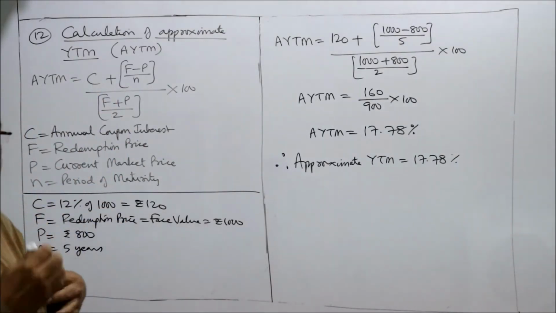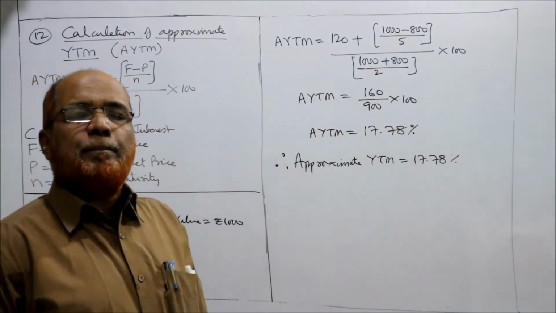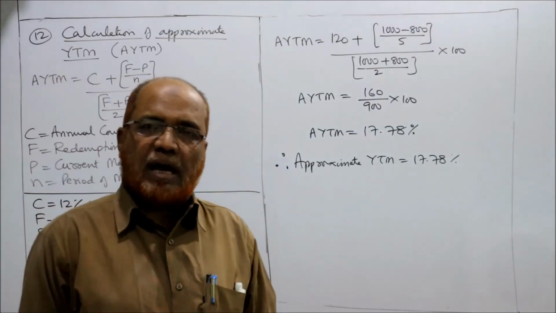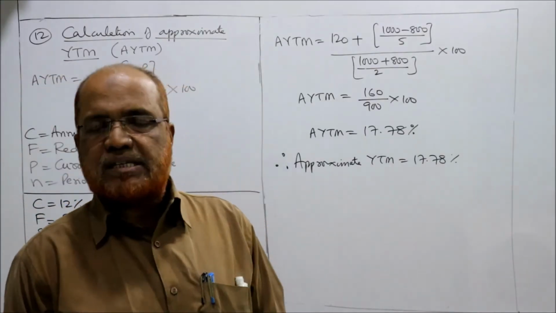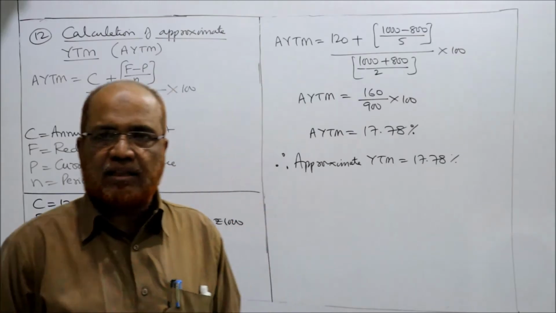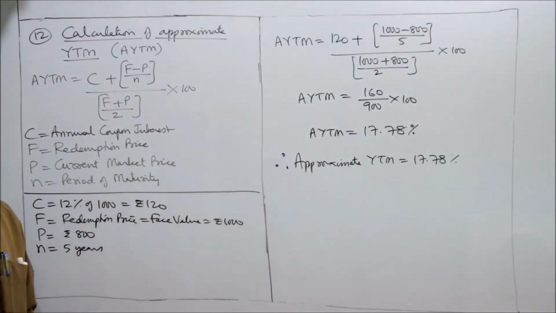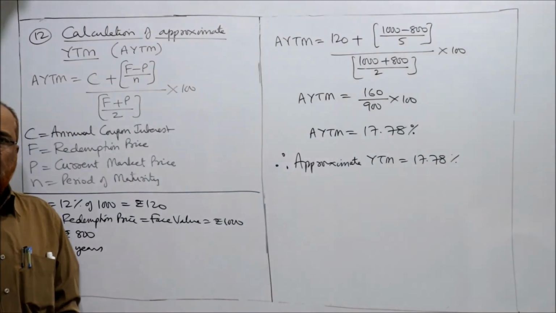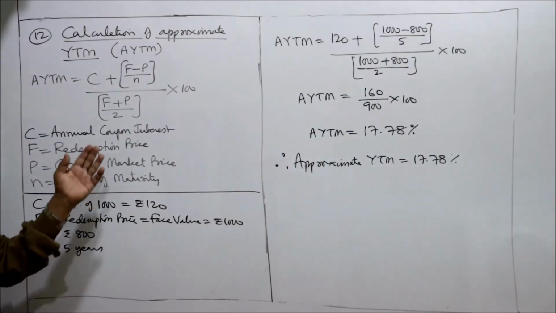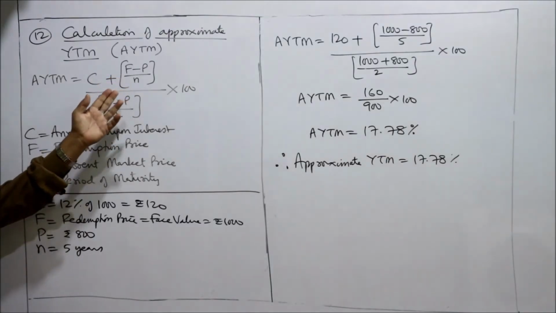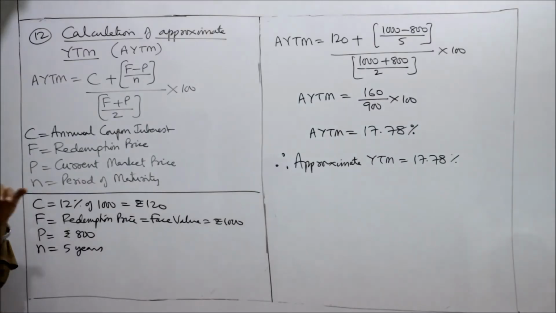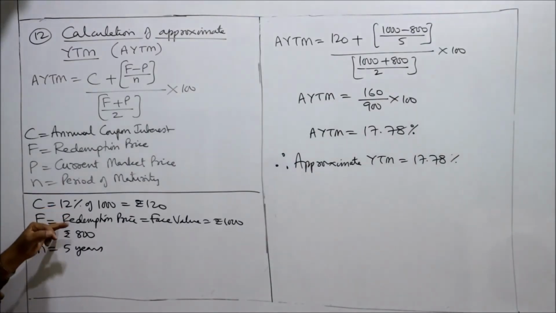तो प्रॉब्लम में नहीं पूछ रहा कि अप्रोक्सीमेट मालूम करो, लेकिन हम पहले सेंटेंस लिख देना कि to calculate actual YTM it requires more time and effort. So many authors have suggested a shortcut method of calculating the YTM, and that is called approximate YTM. So to calculate approximate YTM, the formula is C plus F minus P by N divided by F plus P by 2 into 100. So C stands for coupon interest, F stands for redemption price.